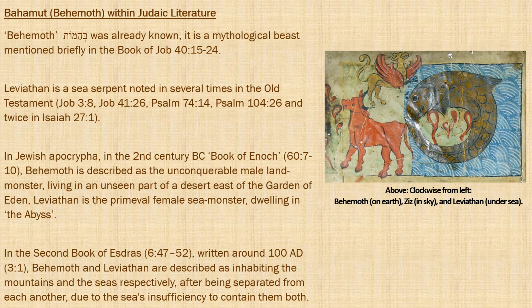In the most ancient section of the second book of Esdras, written around 100 AD, Behemoth and Leviathan are described as inhabiting the mountains and the seas respectively, after being separated from each other due to the sea's insufficiency to contain them both.